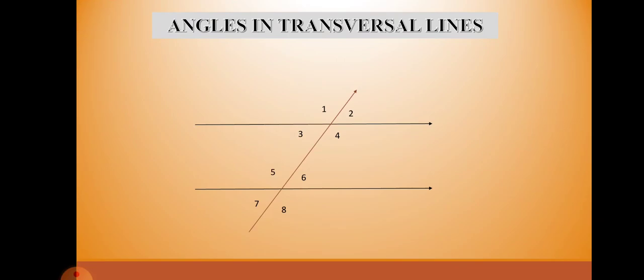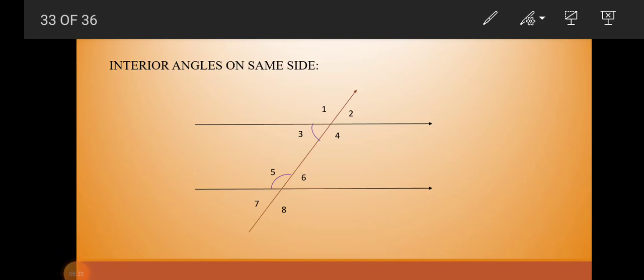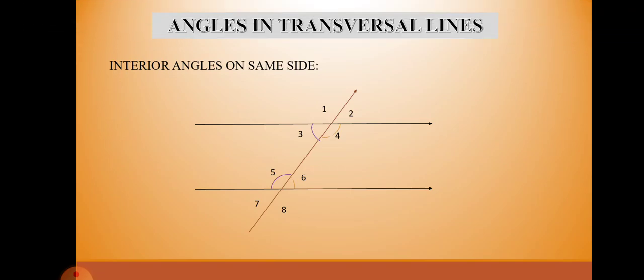Now, interior angles on the same side. Here you can observe how many interior angles there are: 3, 4, 5, 6. 4 angles are there. In that, the ones lying on the same side are 3 and 5, and 4 and 6. Angles on the same side, 3 and 5. And one more pair, 4 and 6. Both are interior angles lying on the same side, right side and right side. Here 3 and 5 are lying on the left and left.